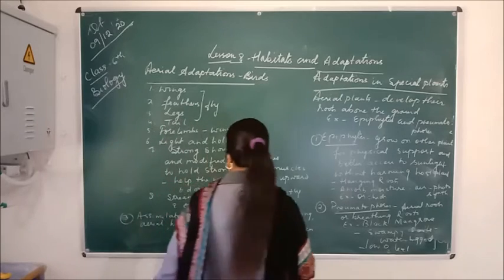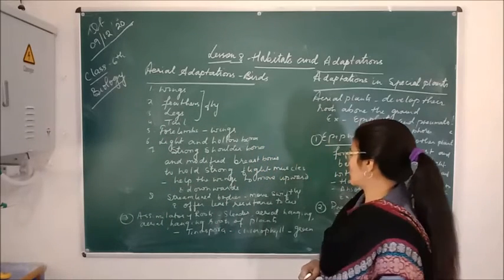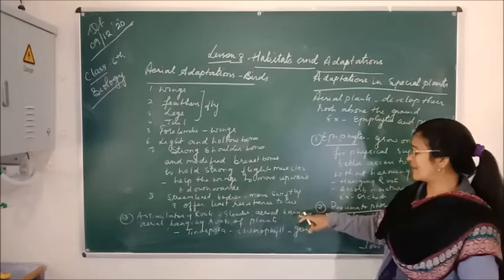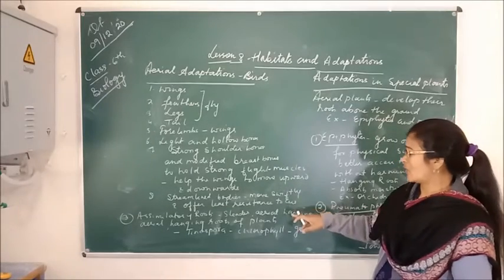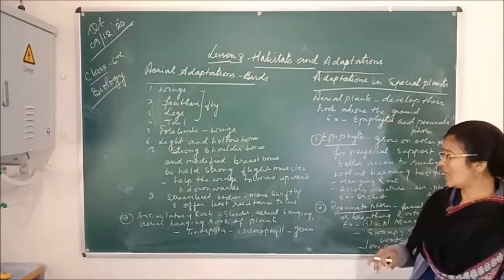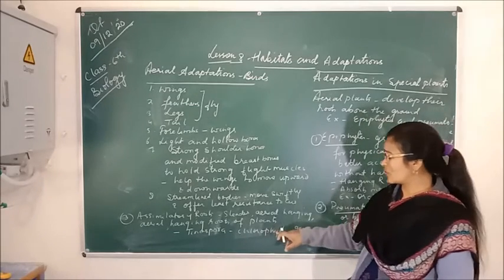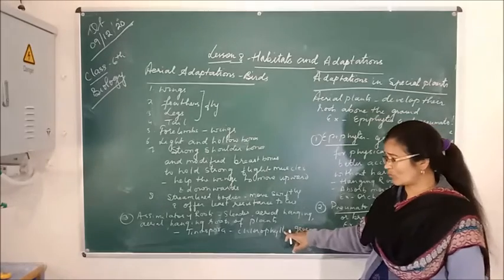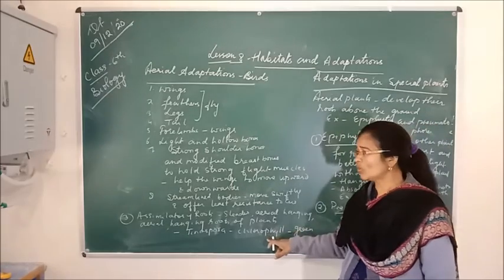And some plants have assimilatory roots. These are slender aerial hanging roots of the plants, like Tinospora, in which the roots are green in color. They have chlorophyll, and they do the process of photosynthesis.